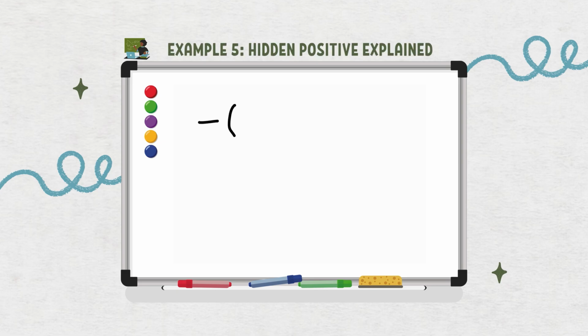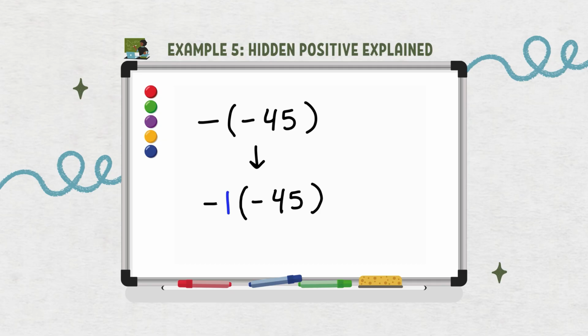Example 5, the hidden positive explained. I saved this for last, right before we go into adding and subtracting, because this is a skill you need to know. Let's rewrite this problem. What it really says is negative 1 times negative 45. Yes, it is an imaginary 1 there.